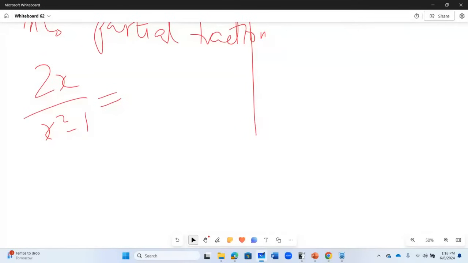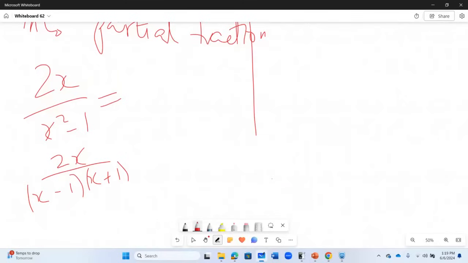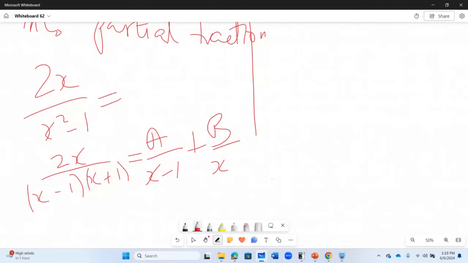So if I rewrite the denominator, I have 2x over (x minus 1)(x plus 1). All right, so on the right-hand side, I'm going to start with the decomposition. So I have A over the first factor, x minus 1, plus B over the second factor, x plus 1. There are two factors.